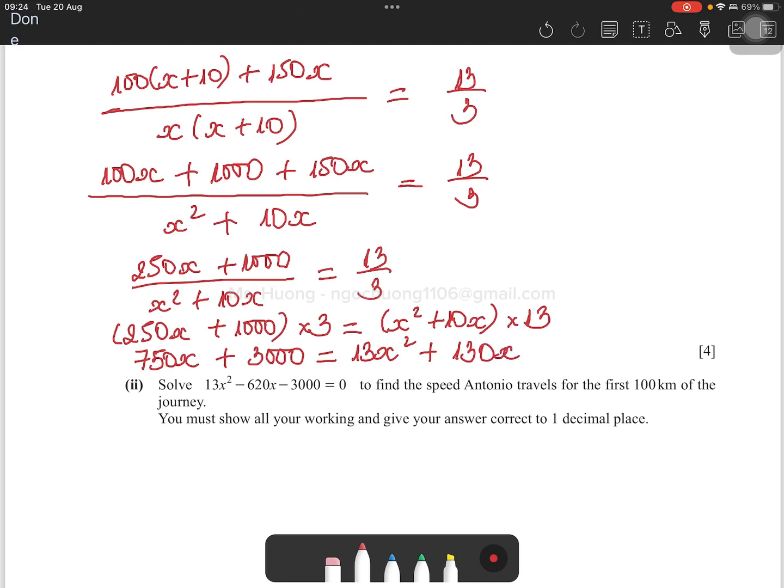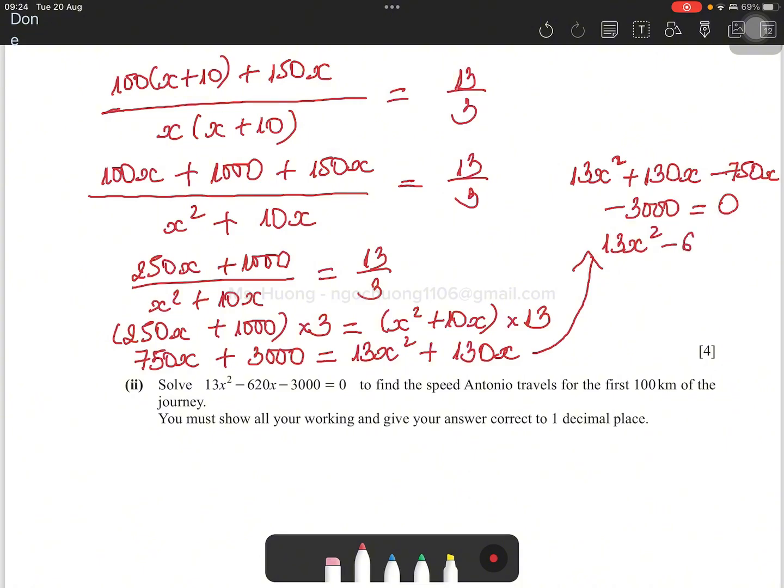And now we need to move the left hand side to the right hand side. So we have 13x squared plus 130x minus 750x minus 3000 equals 0. Then 13x squared, 130 minus 750 is equal to 620x minus 3000 equals 0. So this is what we want to show.